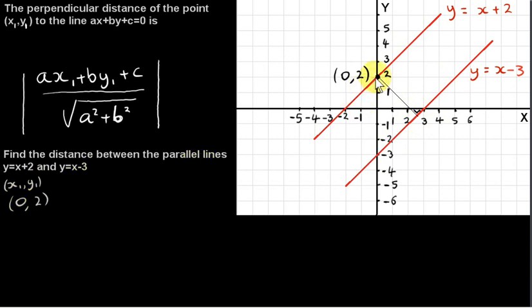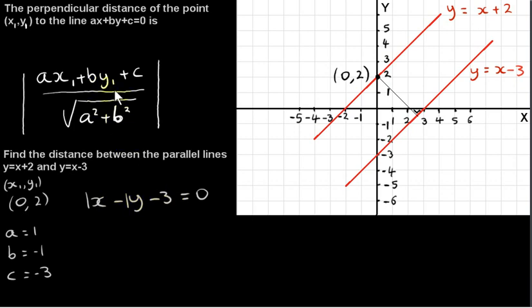So we label the point 0,2 as x1, y1. We need to write the equation of y equals x minus 3 in the form ax plus by plus c equals 0. So we need to have 0 on one side, so we need to move everything to one side. So I'll move the y over to the other side, and I'll write the line as x minus y minus 3 equals 0. So we can see that a is 1, b is minus 1, and c is minus 3.